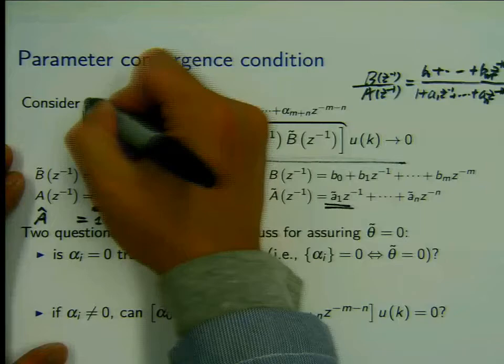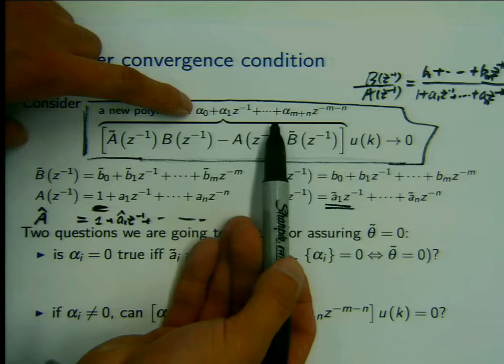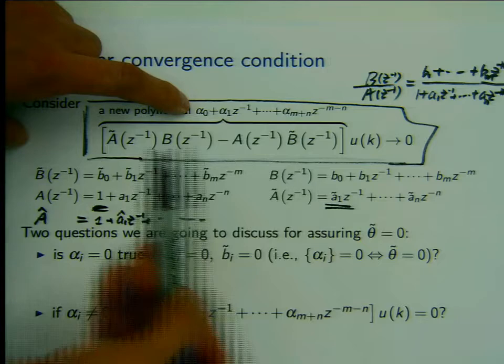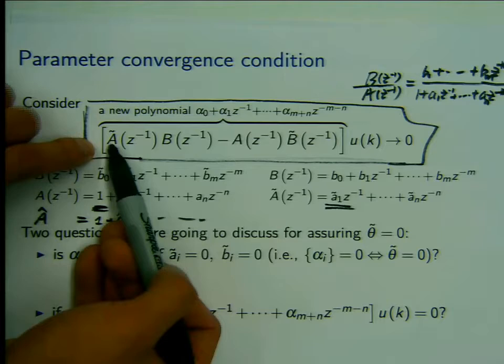This equation here. If you think about this, the coefficients alpha 0, alpha 1 to alpha m plus n, what will they depend on? They will depend on the coefficients of each individual polynomial here. So alpha 0, alpha 1 is going to depend on the coefficients of B and the coefficients of A tilde, right? Two questions to ask.